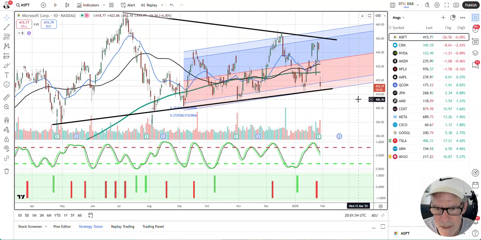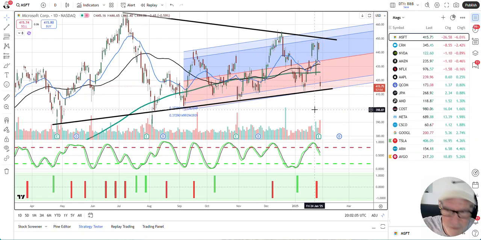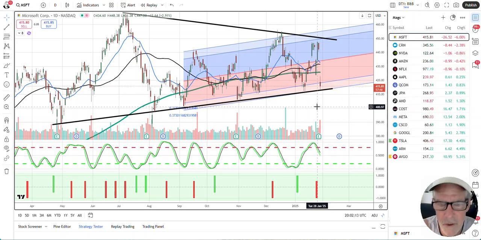We just bought some in the live trading room on the tag of the support trend line in the pink zone, and it was forming it. I won't show you, but on the 5-minute chart, the 15-minute chart, the hourly chart, it was starting to do some bullish things on the internals, on the shorter time frames. So we got long Microsoft.